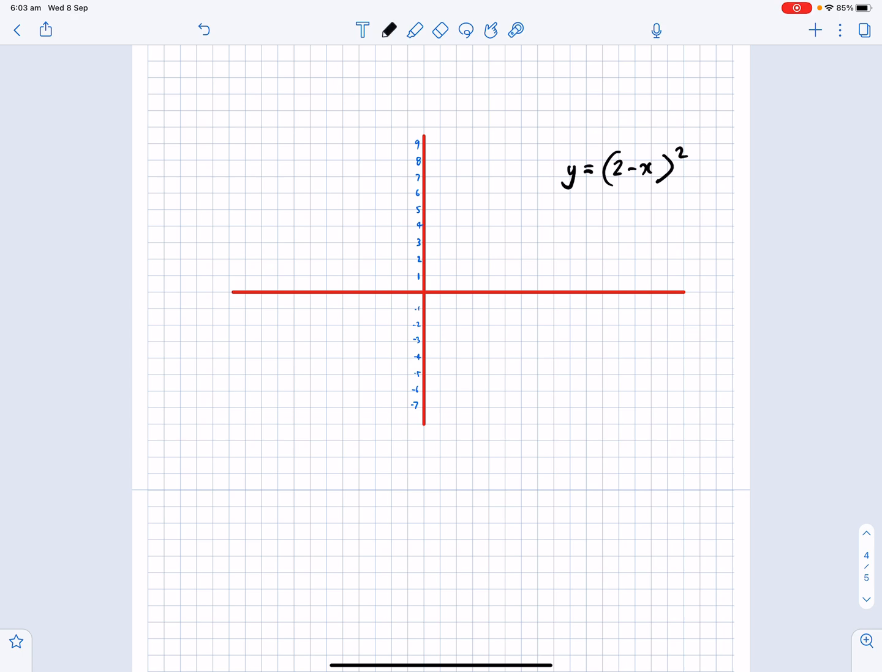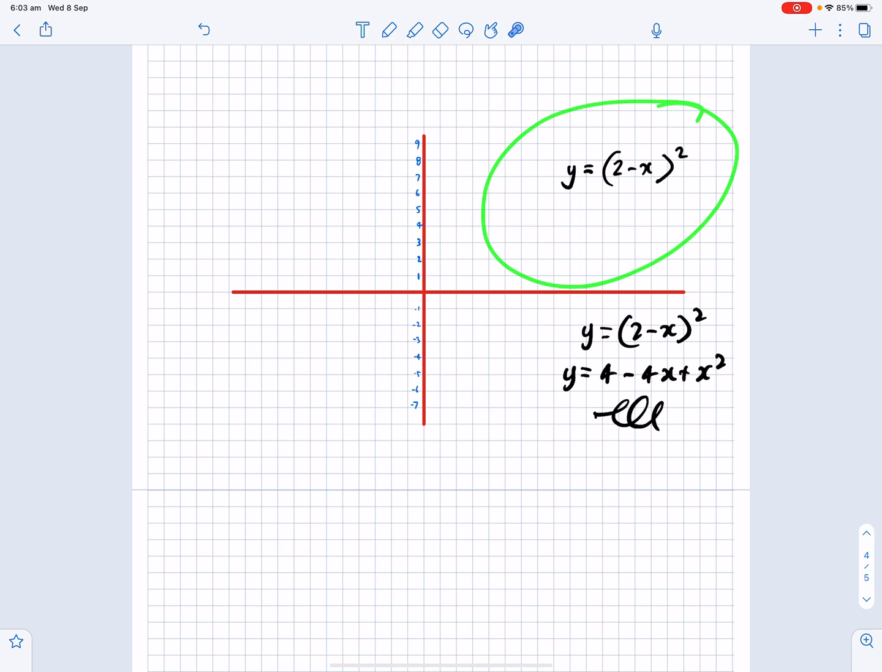First of all, if you were to expand this, if you were to take y is equal to 2 minus x all squared, and you were to expand it, so the first one squared minus 2 times the first one, the second plus second one squared. I'm not saying you would, I'm just showing you. If you were to expand it, you can actually see that you end up with a plus x squared. In other words, this is a positive parabola, not a negative one. Okay, it's a positive parabola.